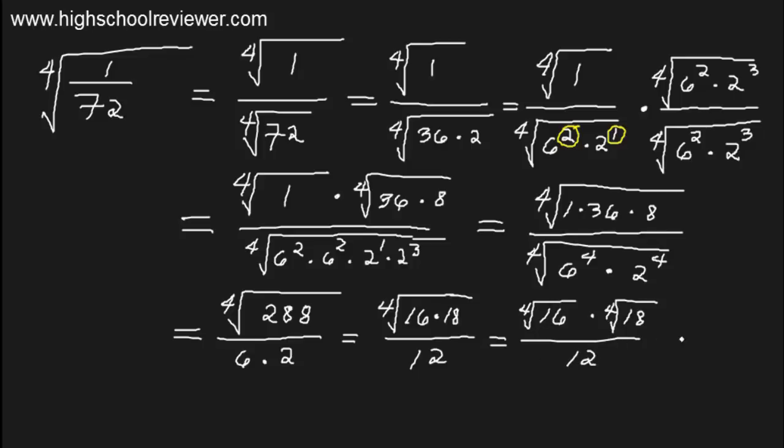The 4th root of 16 is equal to 2. And we cannot simplify this anymore, so that will be the 4th root of 18. So 2 times the 4th root of 18, all over 12. But we can simplify this. So 2 all over 12 will give us 6. So therefore, the 4th root of 18 all over 6 is now our final answer.